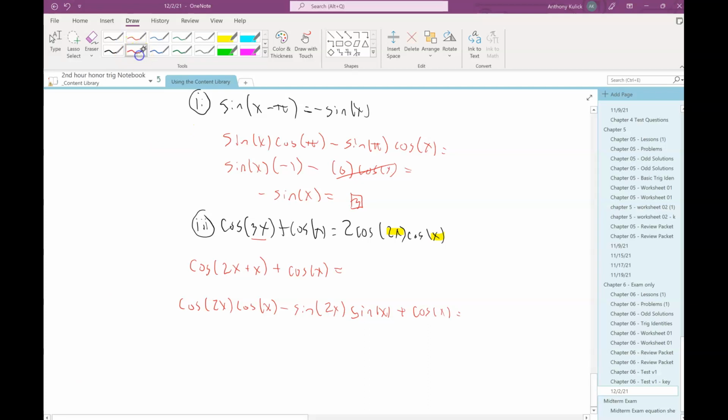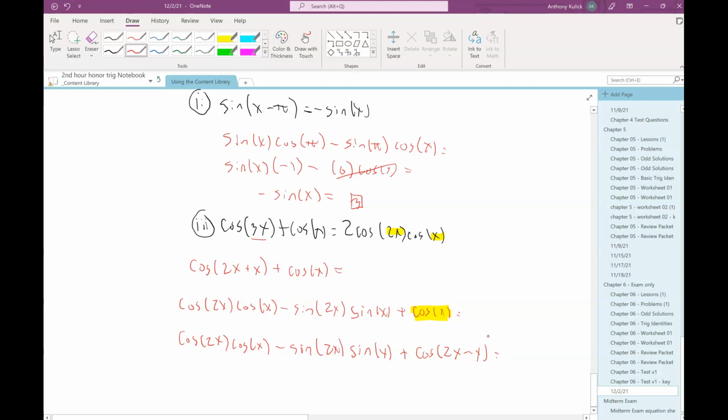And then we have to pull some tricky stuff here because it looks like we're kind of stuck. So the tricky thing is this piece. What I'm going to do with that piece is, instead of writing it as cosine x, I'm going to write it as cosine 2x minus x, so that I can use the angle difference formula for cosine.